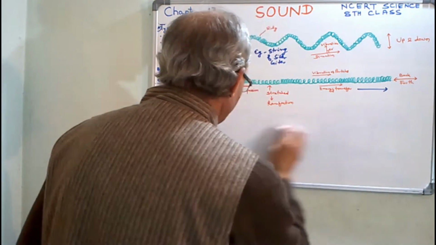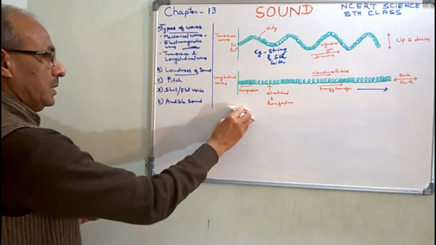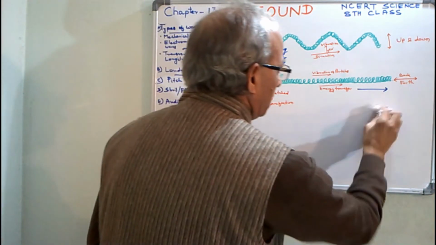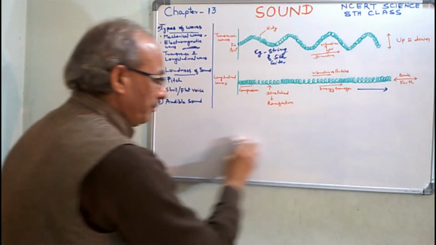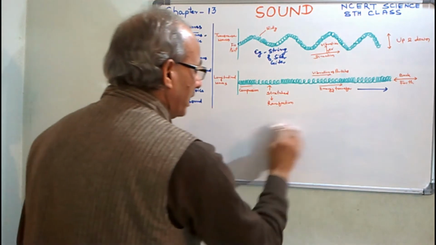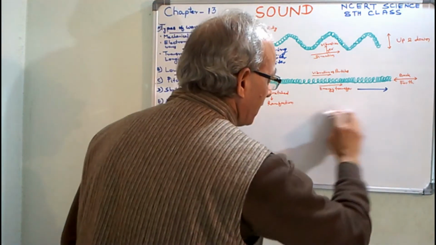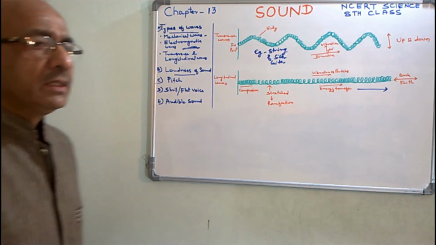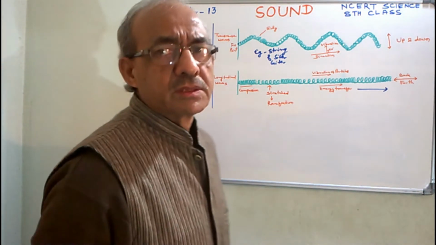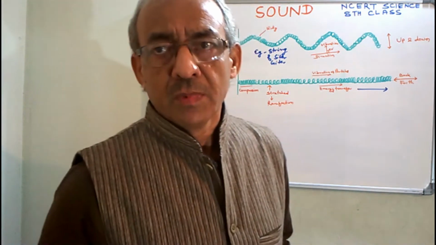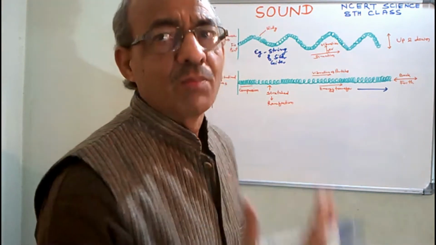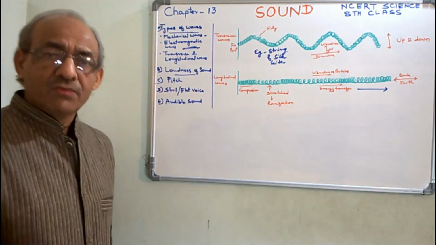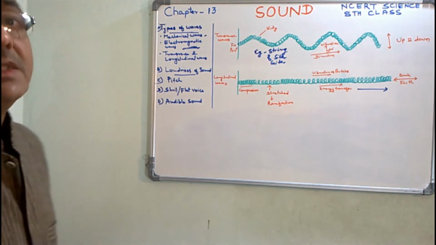Certainly you have heard, particularly the human voices. Somebody has a flat voice, somebody has a shrill voice. Particularly the girls are having a shrill and sharp voice. Boys are having a flat voice. Men are having a flat voice. So what are the reasons?